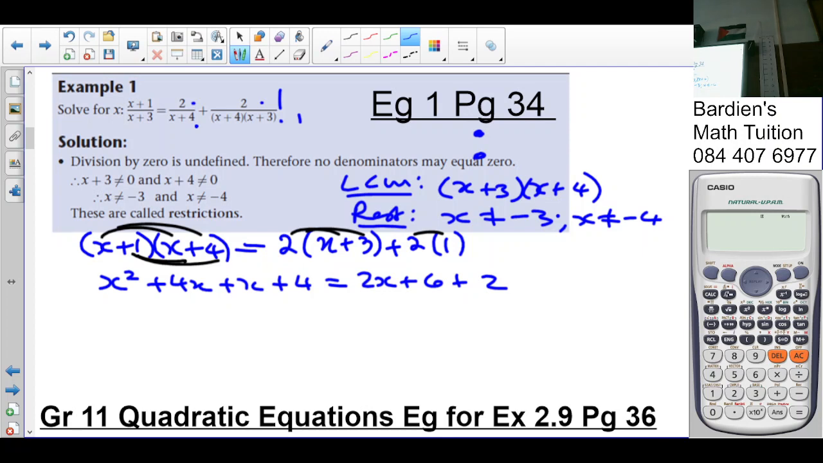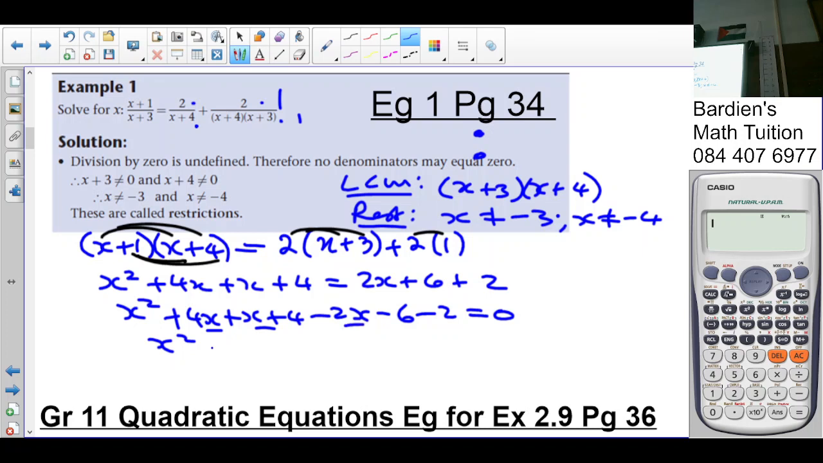So what do I do now? Everything to one side of the equal sign. Why? Because it's quadratic. Okay, so it's going to become x squared plus 4x plus x plus 4 minus 2x minus 6 minus 2 is equal to 0. So I've got x squared, 4x plus x is 5x, minus 2x gives you 3x. So 4 minus 6 is negative 2, minus 2 is negative 4, equals 0.